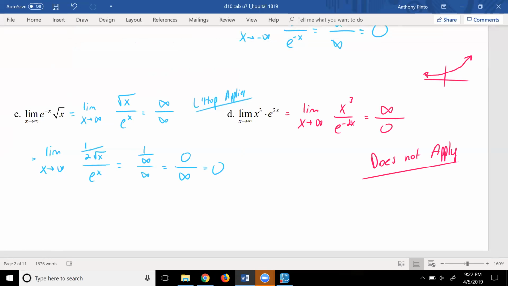You might be wondering, well, then how do we know what our limit is? Fear not. We can merely just plug in infinity from the start. x to the infinity is infinity. e to the infinity is infinity. Infinity times infinity is infinity. So our limit for this one is just infinity. L'Hopital's did not apply in that one, but it did apply in all the others.